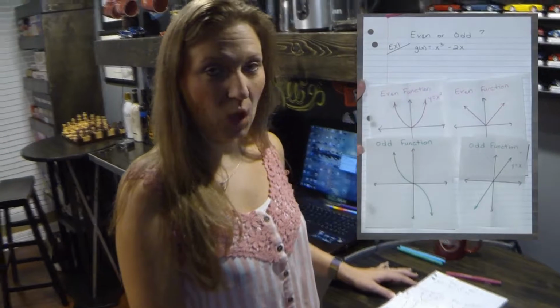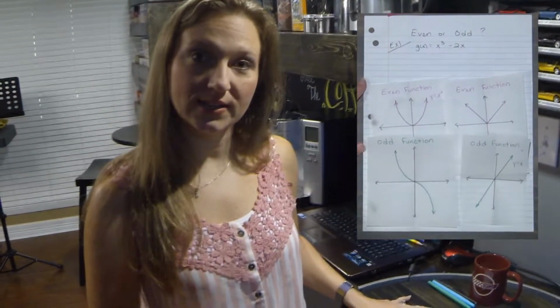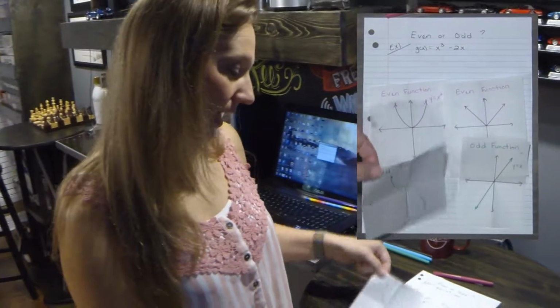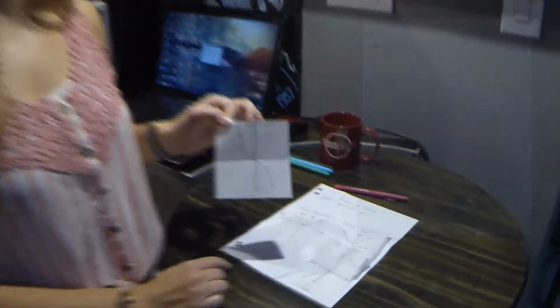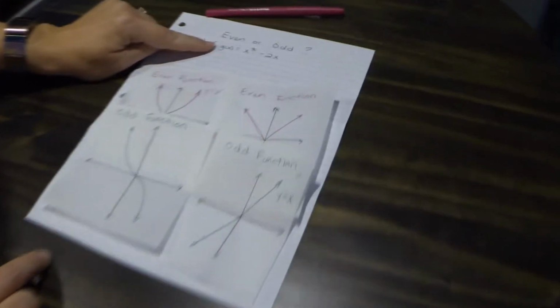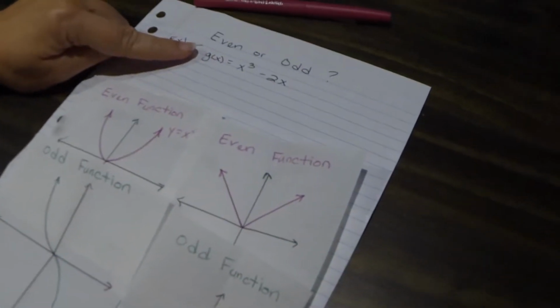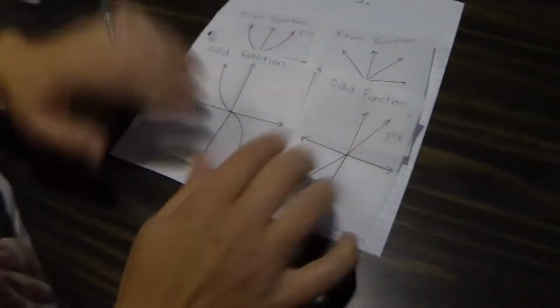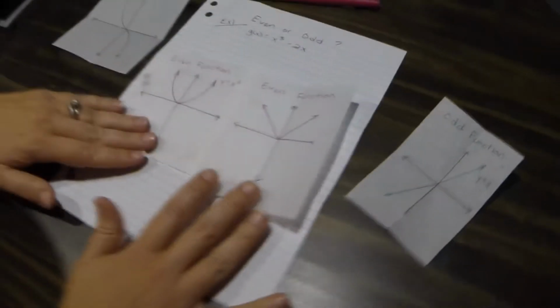Odd function. We're going to find two ways that you can identify them. First, we're going to look at how to identify it by looking at a graph. And then we're going to do how to identify even or odd algebraically. So first, let's look at our graphs, and I'm going to start with the even functions.